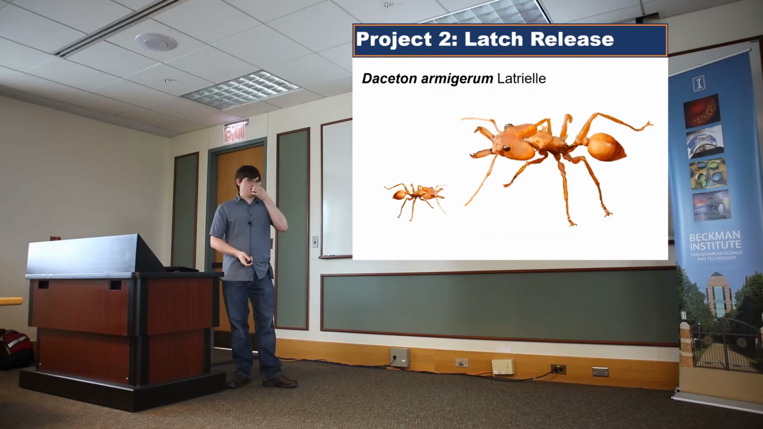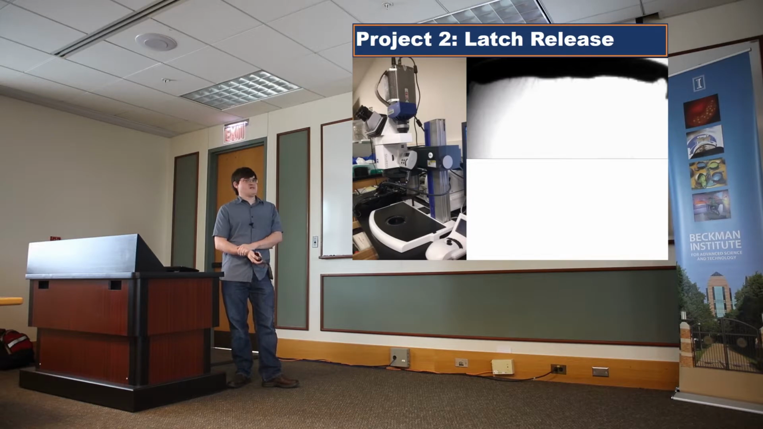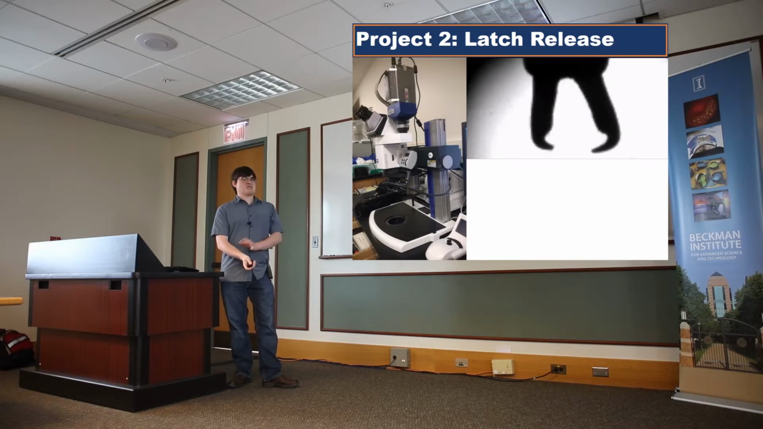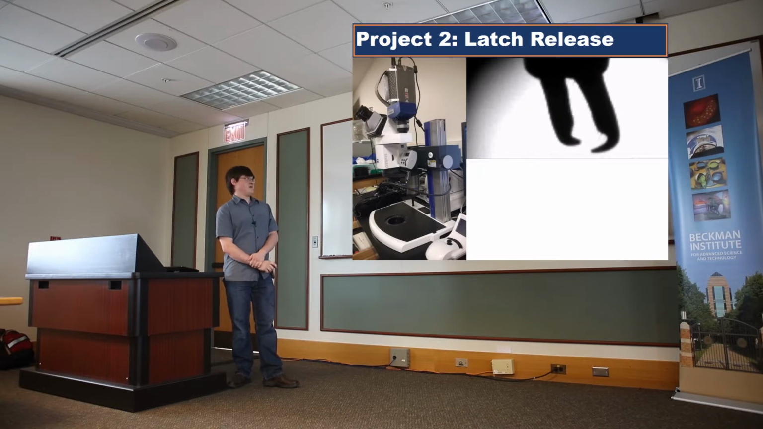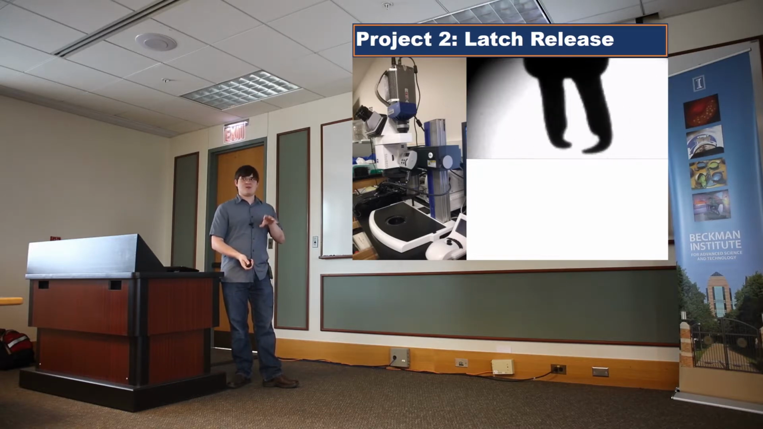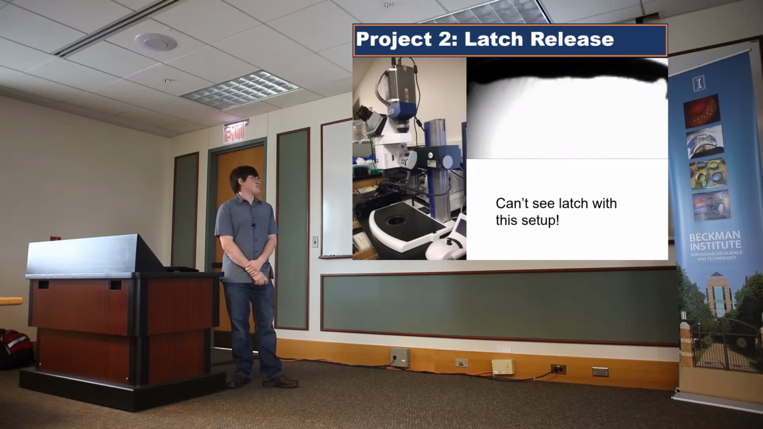We used a different species of trapjaw ant in this group, Daceton armigerum, just to look at the kinematics of the strikes. So this is an example video. But using this setup, we're not actually able to really visualize latch release because we have to backlight. If we want a front-on view of the latch to see what's going on, we'd need direct lighting. So this setup would not work for this.